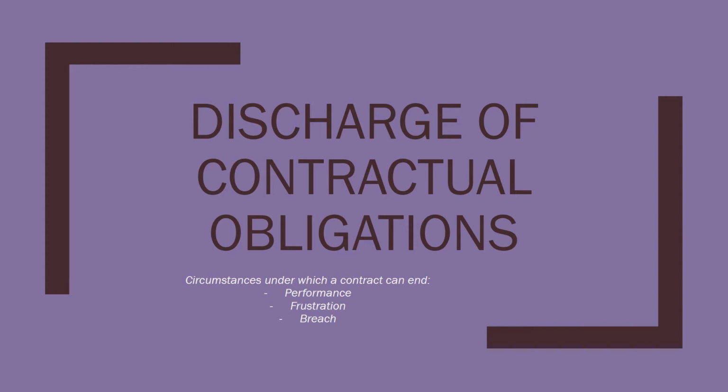So we looked at those, and what we're going to go through now is how your obligations under the contract can be discharged. So ways in which a contract can be brought to an end. So you've got the three circumstances on the first slide here. So circumstances under which a contract can end could be through performance, could be through frustration, could be through breach. So we're going to go through each of those in turn.